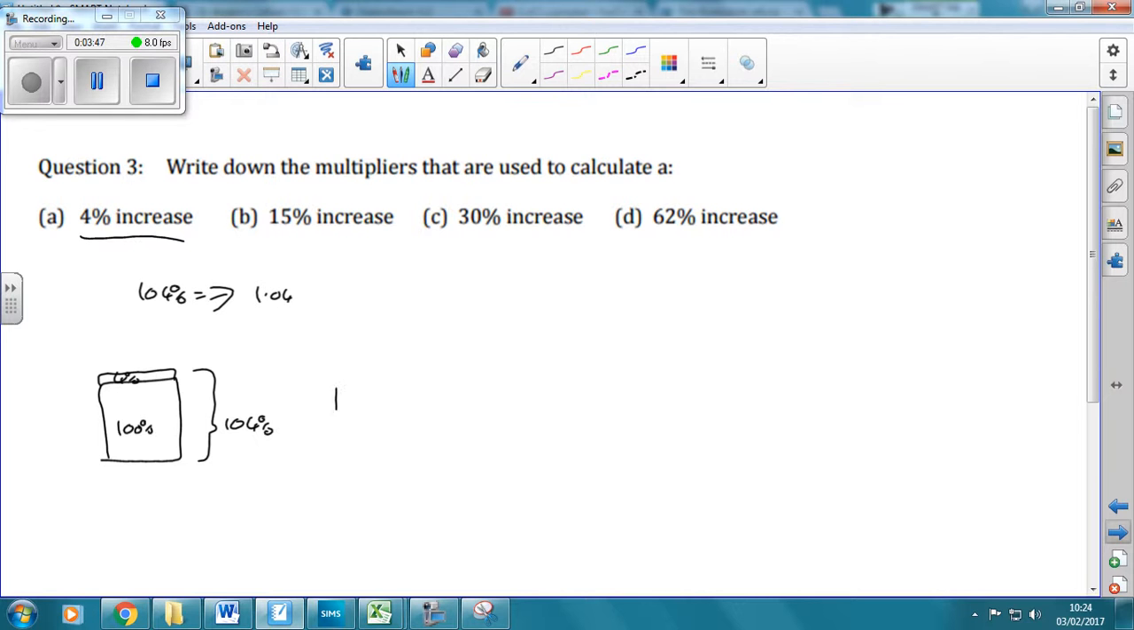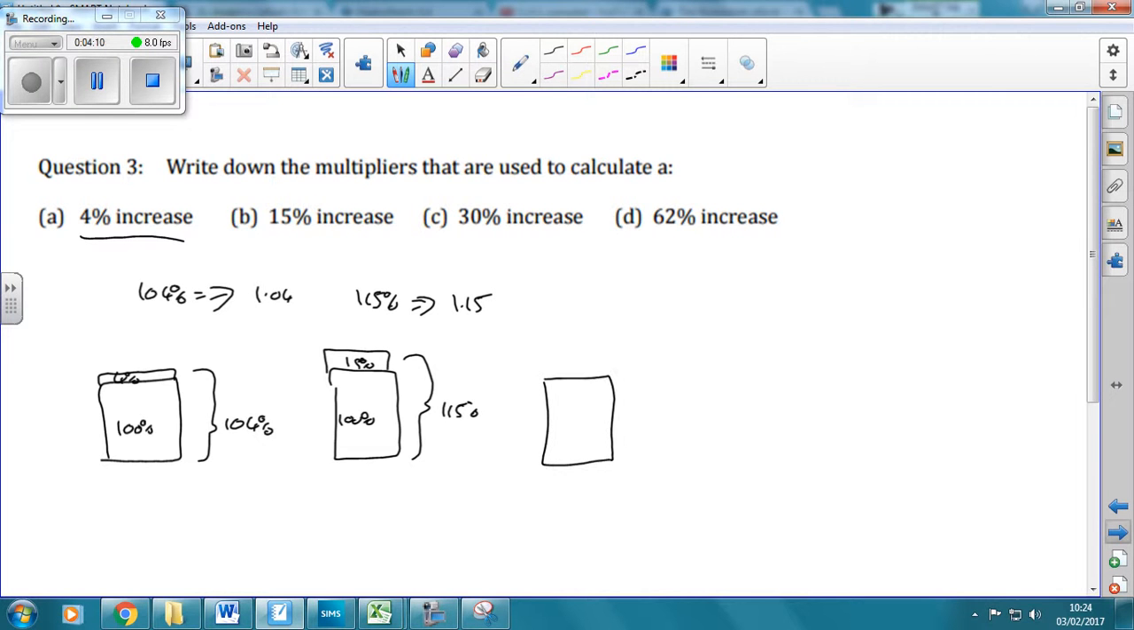Again, for question B, think about starting off with 100%. We're going to add 15% on top. So therefore that's going to be 115%. As a multiplier, 115% is going to go to 1.15 once you divide by 100. Next one, we've got 100%. You don't need to do these diagrams each time. If you're happy with understanding it, you don't need to worry about the diagrams. You're going to add on 30%, so that's going to be a total of 130%.